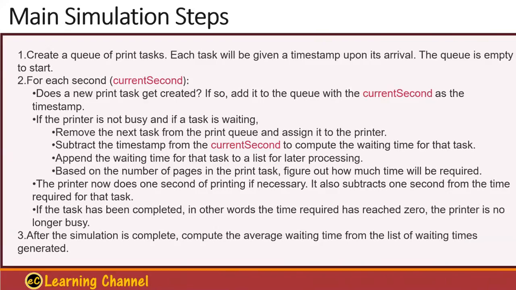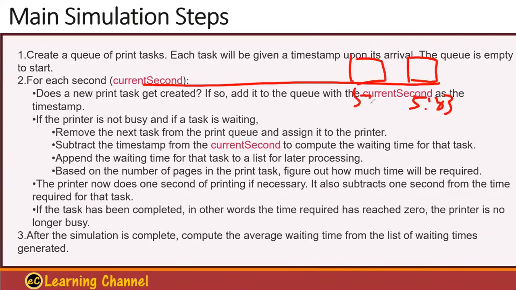So for each current second, does a new print task get created? If so, add it into the queue with the current second. Whenever a task goes into the queue, we put a timestamp on it. It's just like when you generate a hamburger, right? McDonald's is trying to create a hamburger. So each hamburger like this, like 503, we put a hamburger there. 503, we put a hamburger there. 504, we put a hamburger there, right?